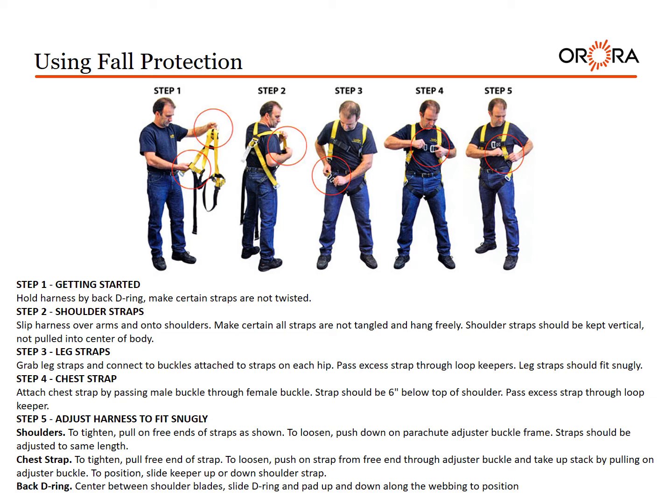Step 5. Adjust the harness and fit snugly. Shoulders. To tighten, pull the free ends of the straps as shown. To loosen, push down the parachute adjuster buckle frame. Straps should be adjusted to the same length. Chest strap. To tighten, pull the free end of the strap. To loosen, push on the strap from the free end through the adjuster buckle and take up slack by pulling on the adjuster buckle. To position, slide the keeper up and down the shoulder strap. Back D-ring. Centered between the shoulder blades, slide the D-ring up and down along the webbing to position.